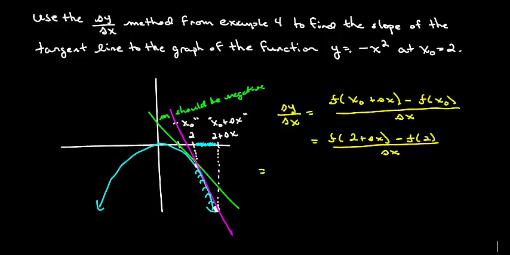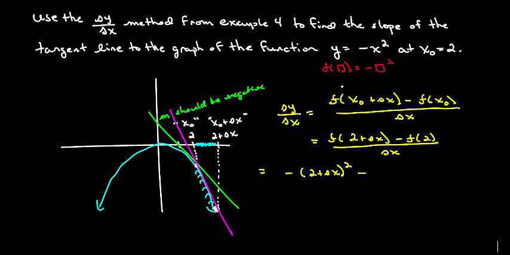So remember, this function up here, I'm going to write it in a different color. This function, f, f of something is equal to negative something squared. We do the squaring first, and then we put the negative out in front. So what we need to do is take 2 plus delta x and plug it in here. So that's going to be negative 2 plus delta x, squared.